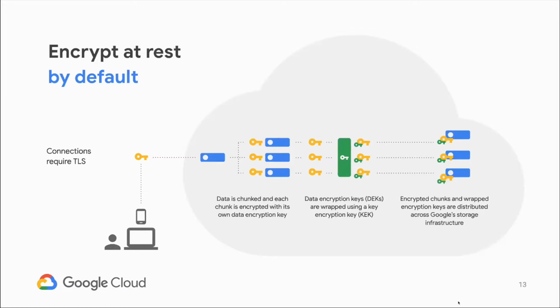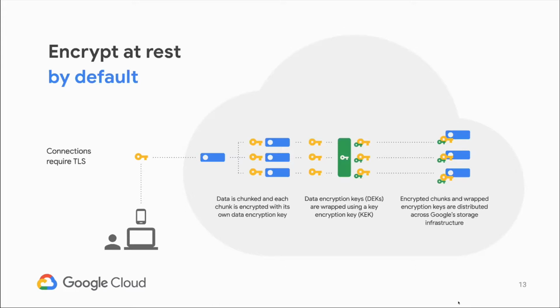So let me tell you exactly how this works. Let's say that you give us data as a file. When we receive this file, the first thing that happens is the data is chunked. We break it into thousands of pieces, and each of these chunks is encrypted with its own data encryption key. Then we take the data encryption keys that we just used to encrypt each of the chunks, and we wrap them using a key encryption key. Then we take the encrypted chunks and the wrapped encryption keys, and we distribute those across the Google Cloud storage infrastructure.